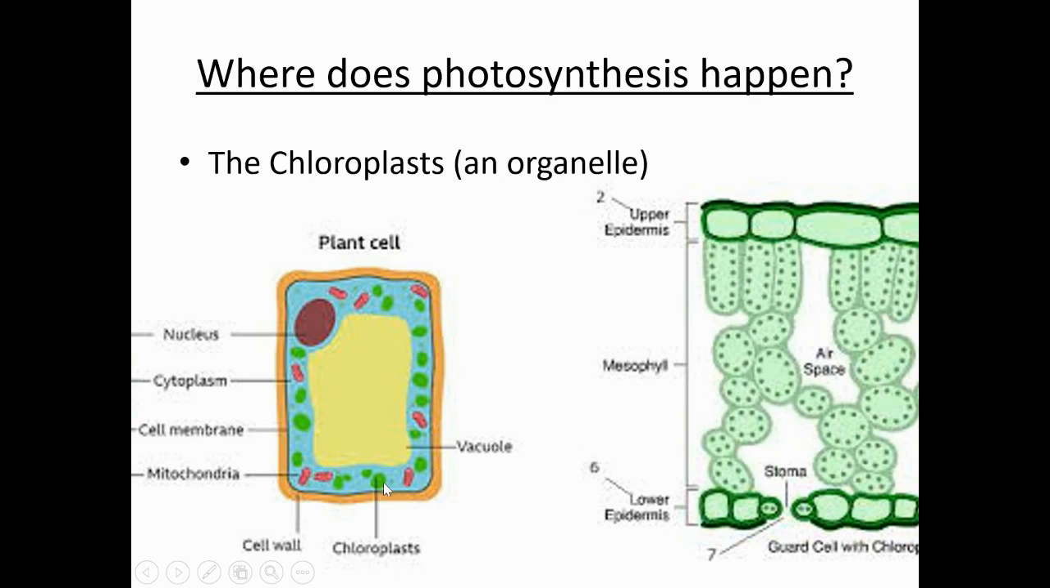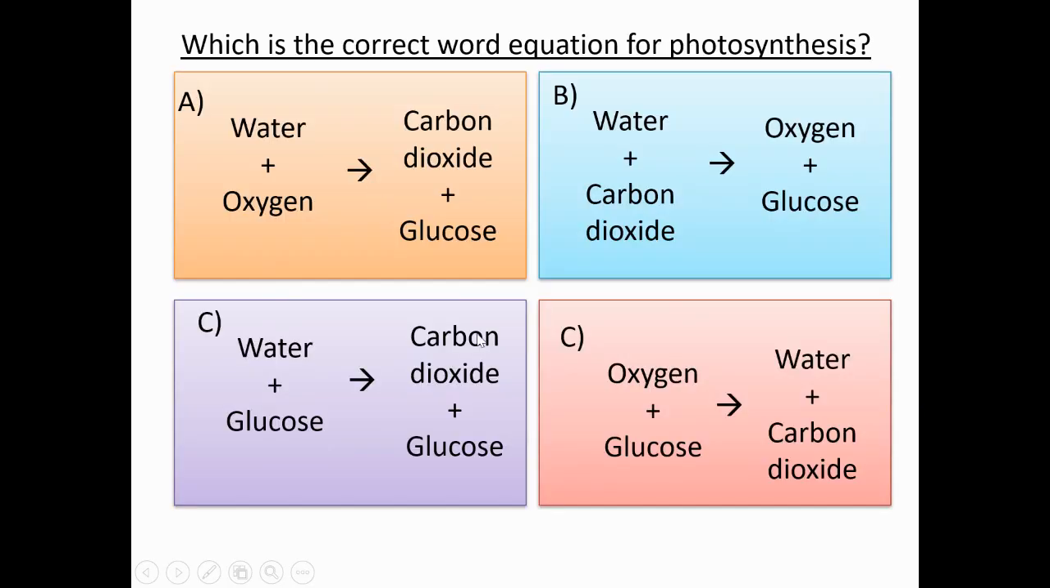Okay, so the chloroplasts are specially designed organelles. Hopefully you will remember this from Key Stage 3. It is inside the cells where photosynthesis happens. Okay, so where does photosynthesis happen? Inside the cells, specifically in the chloroplasts. Which cells? Well, especially the leaf cells, but most parts of the plant that are green are green because they have chloroplasts in them.